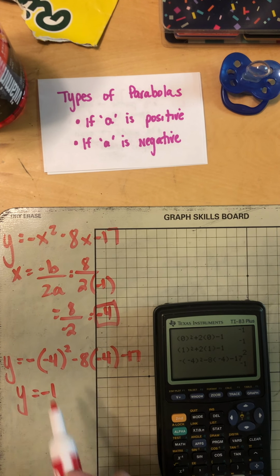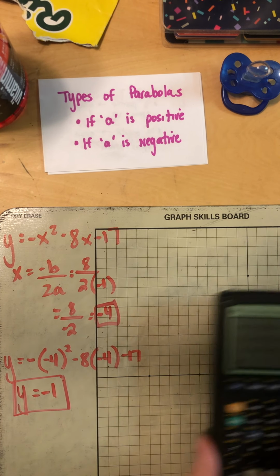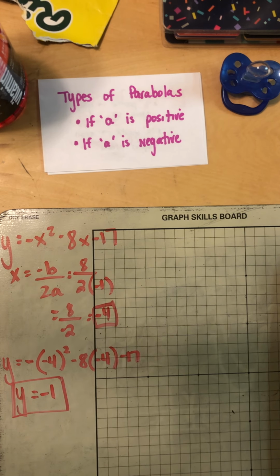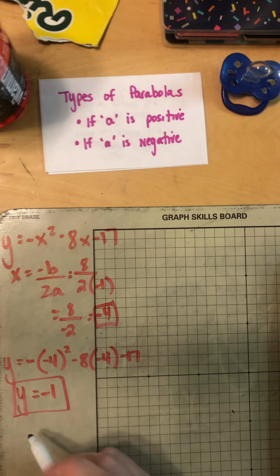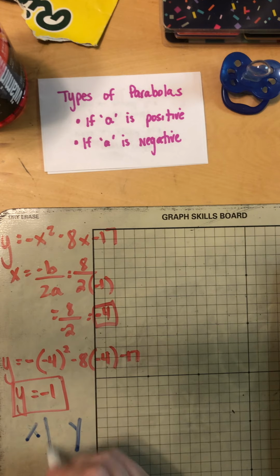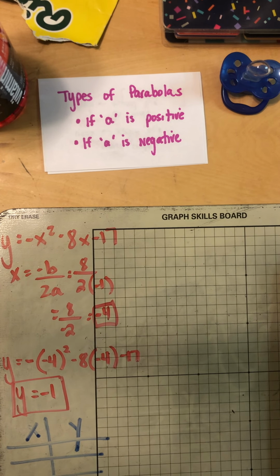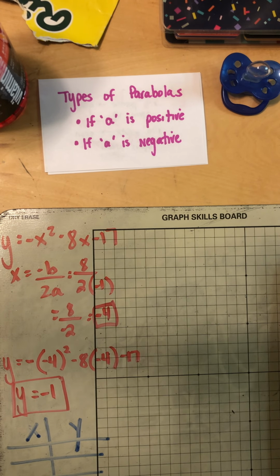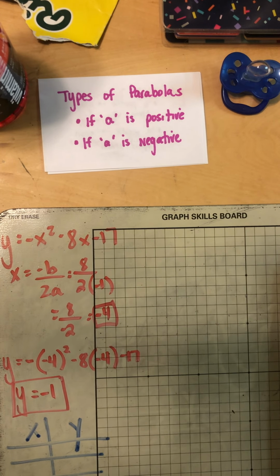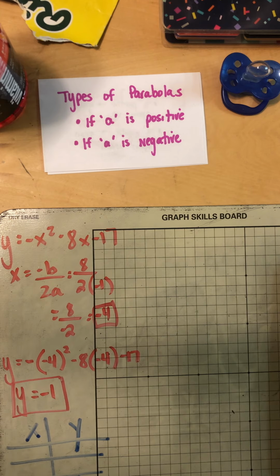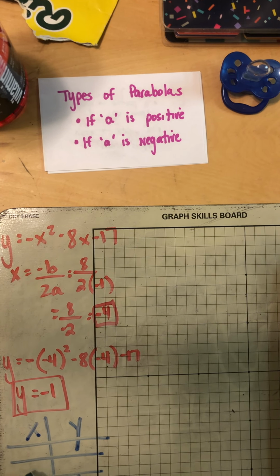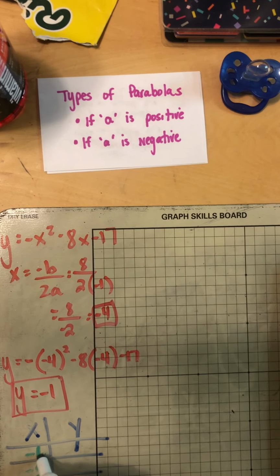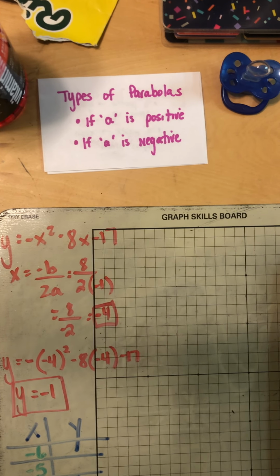Okay, so now this is going to be your x, y. So right in the middle, you're going to put negative 4, negative 1. And now we're going to go less than negative 4: negative 5, negative 6. More than negative 4: negative 3, negative 2.